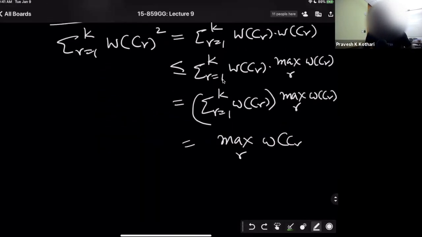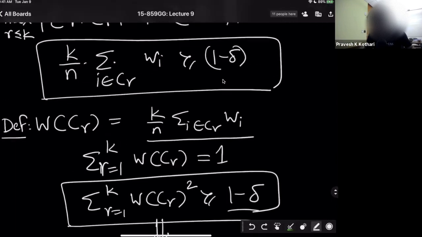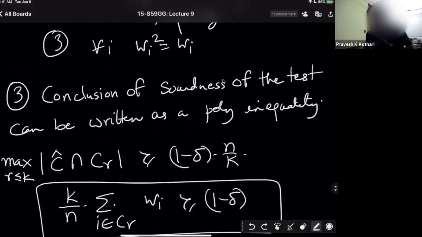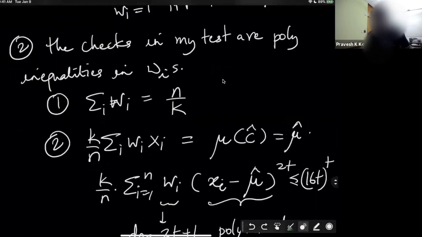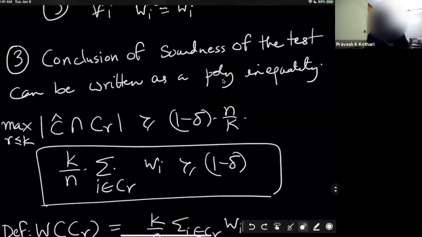So that gives us our final point that I was making here, which is that the conclusion of the soundness statement also happens to be a polynomial inequality. It wasn't so when we wrote it at first, but if I massage it and write it as the sum of the squares of WCRs being large, then in fact, it is a polynomial inequality. Okay. So let's go back and check the solutions for vectors, the checks for polynomial inequality equality checks, and the conclusion of the soundness was a polynomial inequality. Okay.